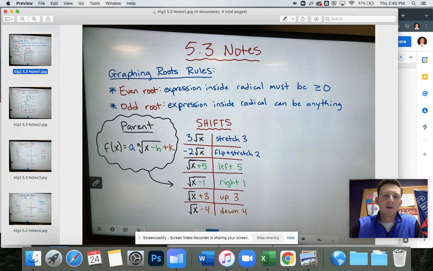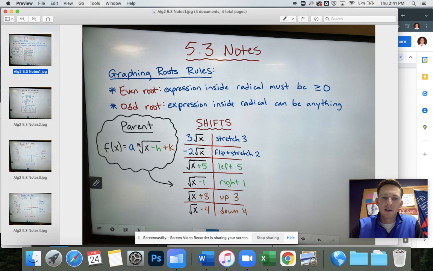So when we graph a root, if it's an even root, like a square root or a fourth root or a sixth root, etc., everything on the inside must be a positive number or equal to zero. Okay, you can't have any negatives inside there. Whereas if it's an odd root, it's okay to be negative because, like, the cube root of -8 is -2. So that's okay. But you can't take the square root of -8.